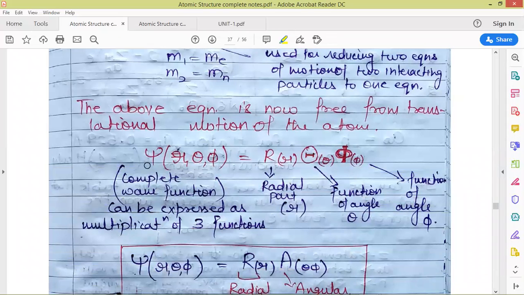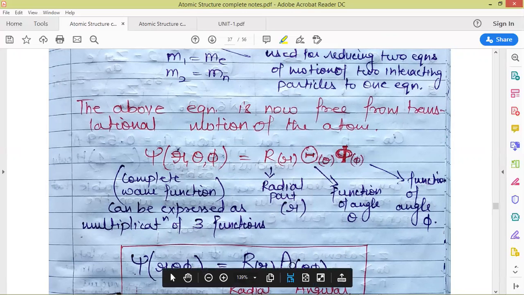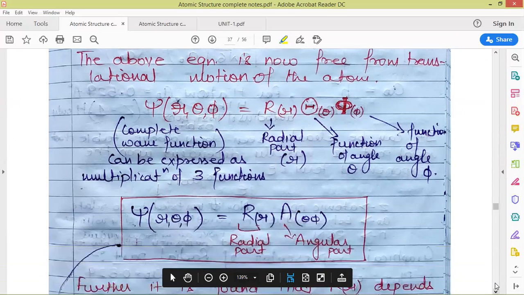Here psi is a wave function which is now a function of r, theta, and phi, where r defines the radius of the 3-dimensional sphere in which we are considering the electron to be present. Theta is the angle and phi is also the angular part. Here we are dividing this psi into a radial part, which is a function of r, and an angular part, which is a function of theta and phi, represented in combined form by A.